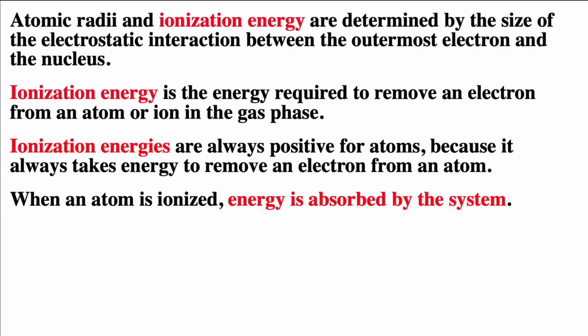And so we saw that the strength of the electrostatic attraction, outer electron, nucleus depends on periodic trends. We saw that as you go up and to the right, the strength of the electrostatic attraction between outer electron and nucleus increases. The size of atoms also decreases. And now in terms of ionization energy, it also depends on the strength of electrostatic interaction between the outermost electron and nucleus. Ionization energy is the energy required to remove an electron from an atom or ion in the gas phase. Ionization energies are always positive because it always takes energy to remove an electron.